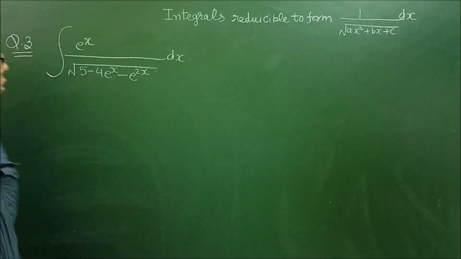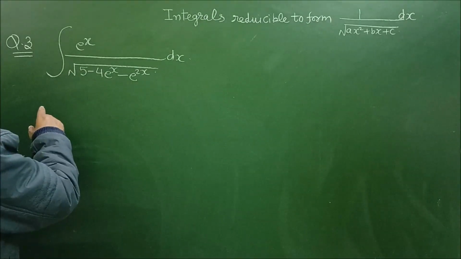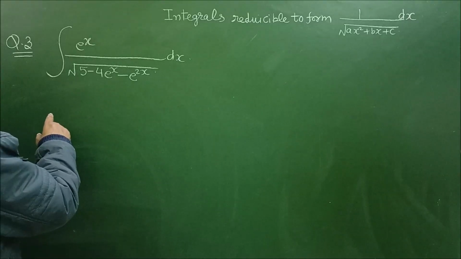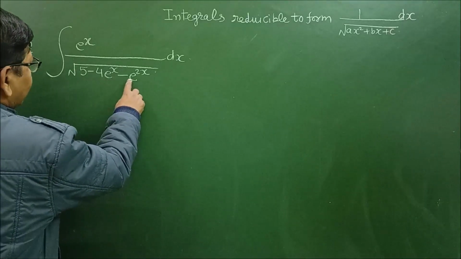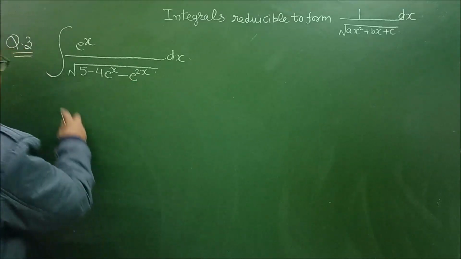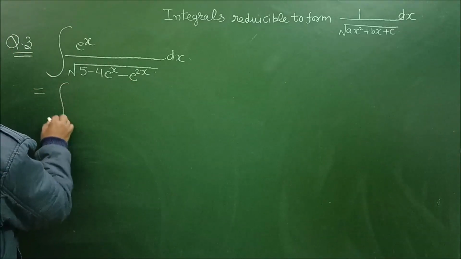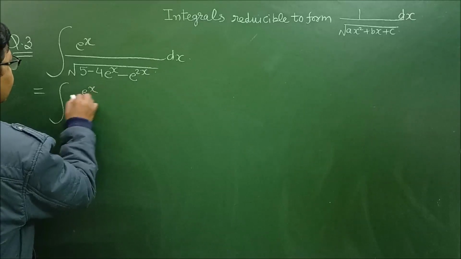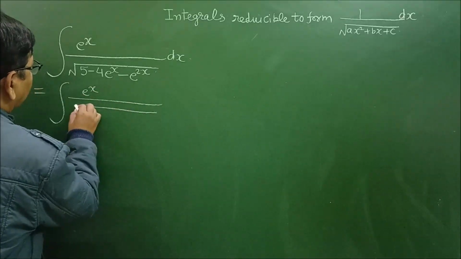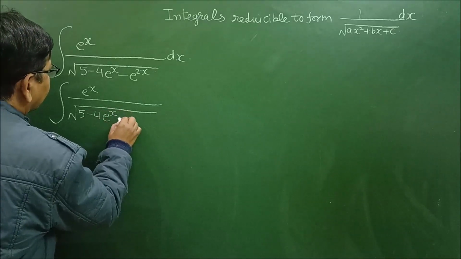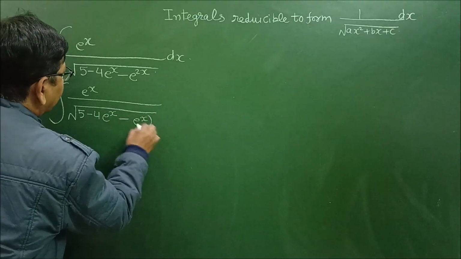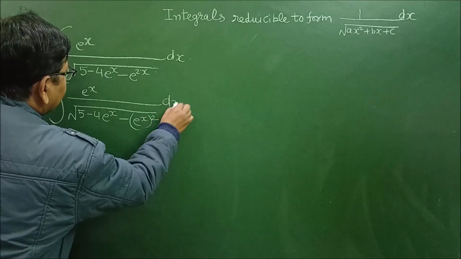Next question, question number 3. Find the integral of e raised to the power x upon under root of 5 minus 4 e raised to the power x minus e raised to the power 2x dx. Now this is equal to the integral of e^x upon under root of 5 minus 4 e^x minus (e^x) square dx.